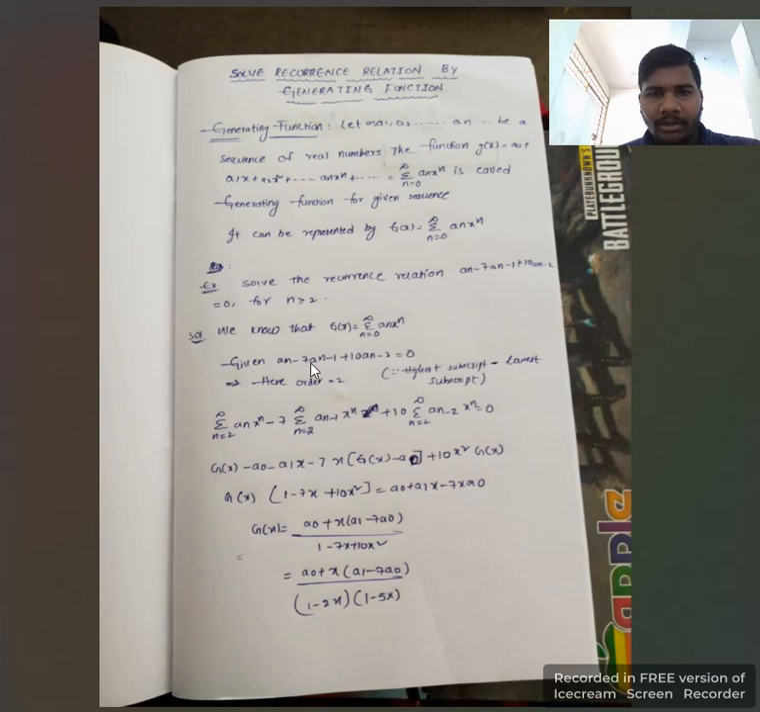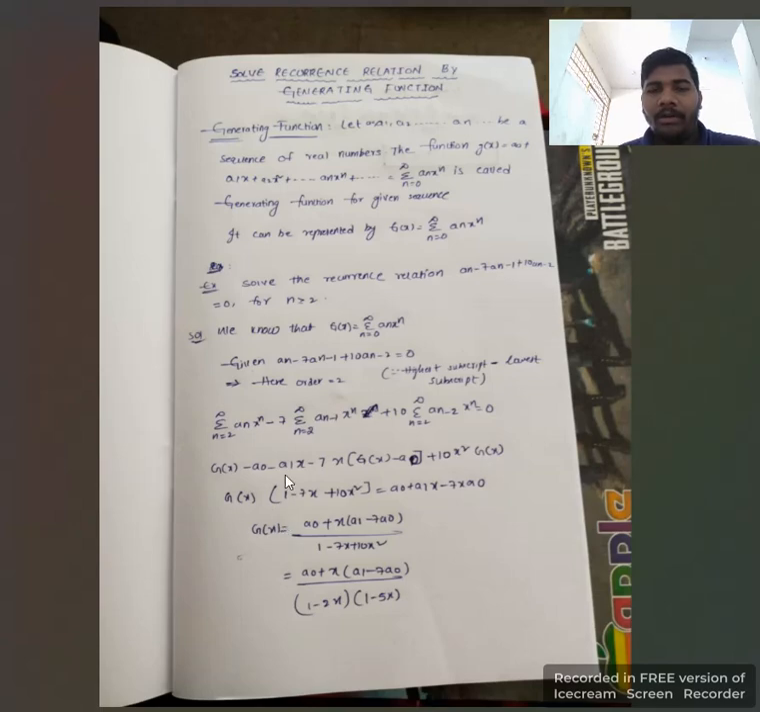Here, apply sigma n equal to 2 to infinity to every term in the given equation. Then it looks like this: g of x minus a0 minus a1 x, minus 7x times g of x minus a0, plus 10 x square g of x. Here take g of x common, then the equation looks like this: 1 minus 7x plus 10 x square equal to a0 plus a1 x minus 7 a0 x.